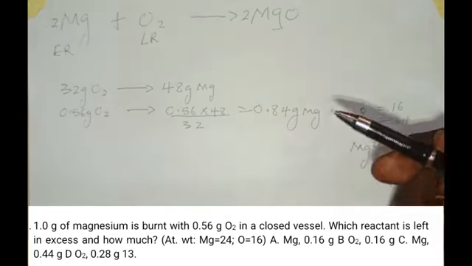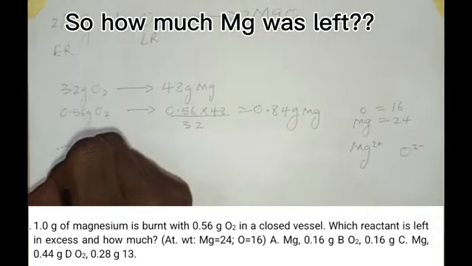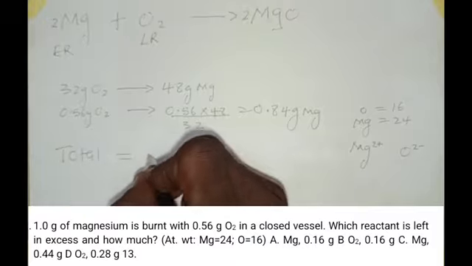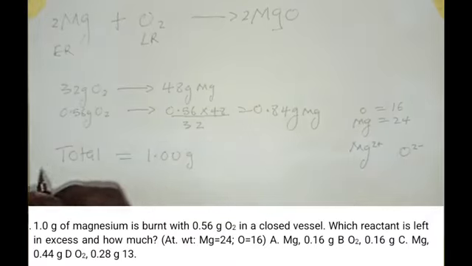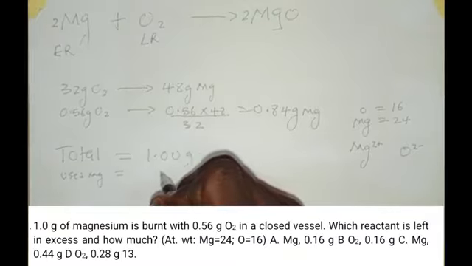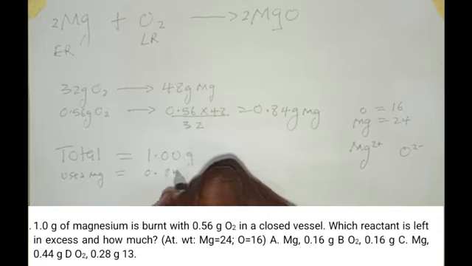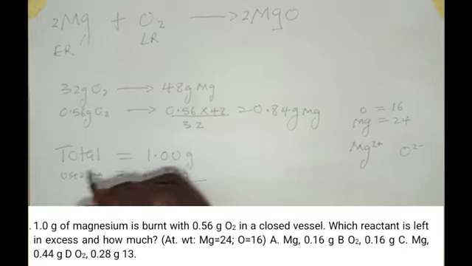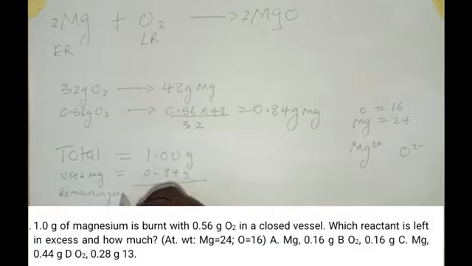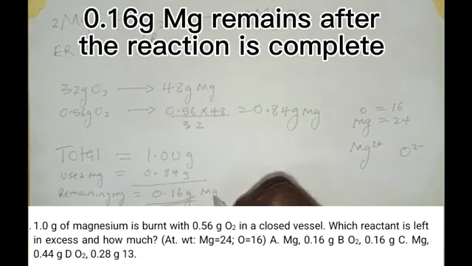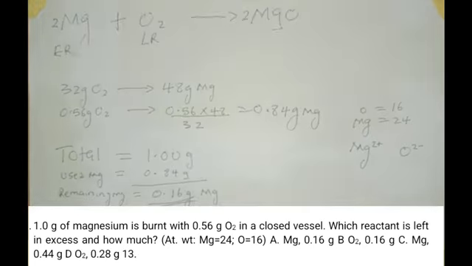So what amount of magnesium did not react? The total magnesium that was given to us was equal to 1.00 gram. We all saw that. Now the amount of magnesium that took part is equal to 0.84 grams. So what is the amount of unused, let's say remaining, Mg? It will be equal to about 0.16 grams of Mg. So we've answered the question, and our answer is option A.